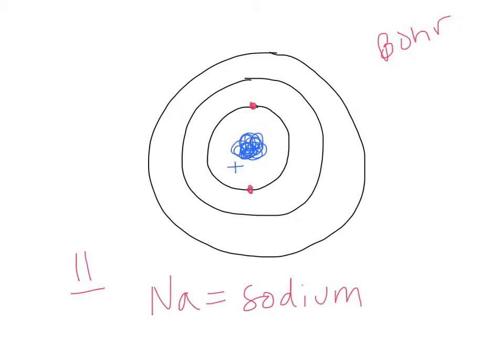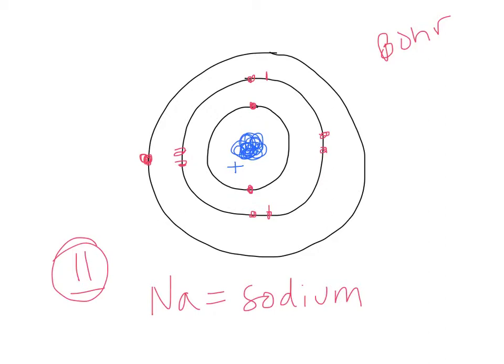So we have 2 electrons already. Our second shell has a total of 4 orbitals, which means we can draw in 8 electrons. 1, 2, 3, 4, 5, 6, 7, 8. That brings us to a total of 10 electrons. Well, this is sodium. It has 11 electrons, so I need to make another electron.